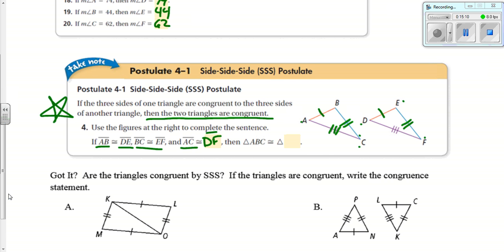So I can conclude that triangle ABC is congruent to triangle DEF, going in the same order.